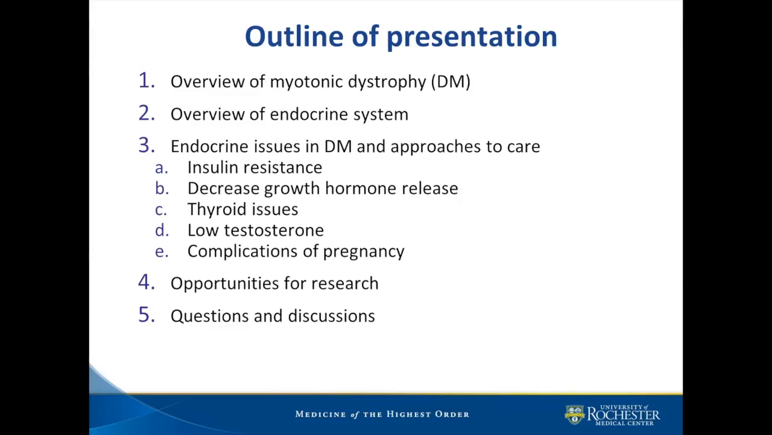Today I'd like to talk briefly about myotonic dystrophy type 1 and 2. I'm going to give you a very brief overview of the endocrine system. I'll mention those endocrine issues that I think are most likely in patients with myotonic dystrophy, and it'll be heavily focused towards myotonic dystrophy type 1, largely because of the relative newness of myotonic dystrophy type 2 and the relative lack of detailed studies of the endocrine issues in either of the two forms of myotonic dystrophy.